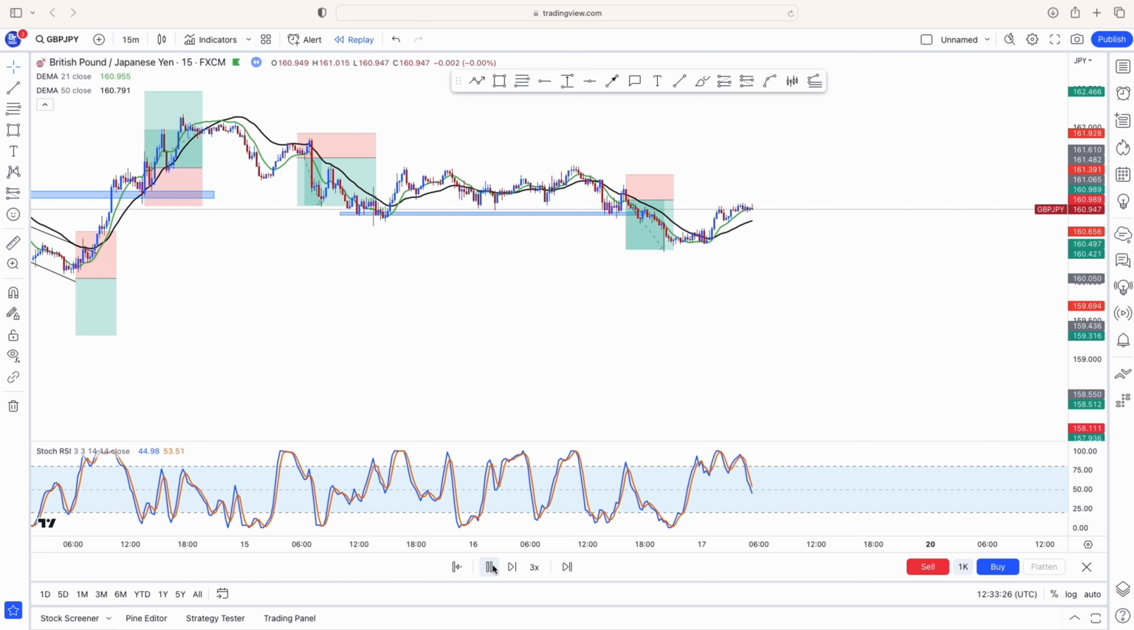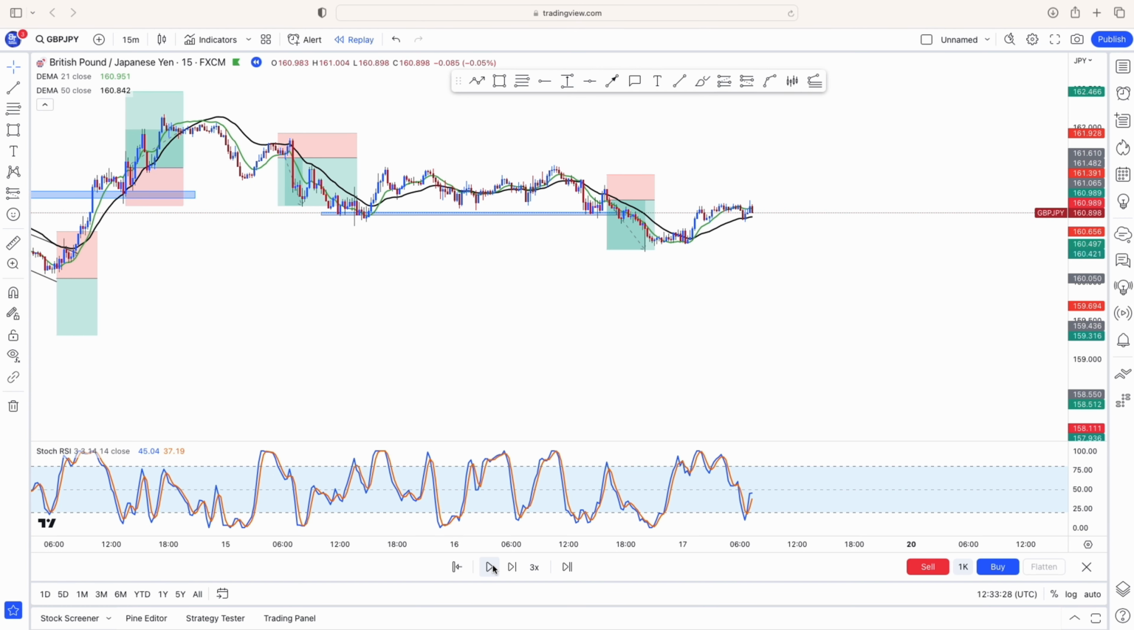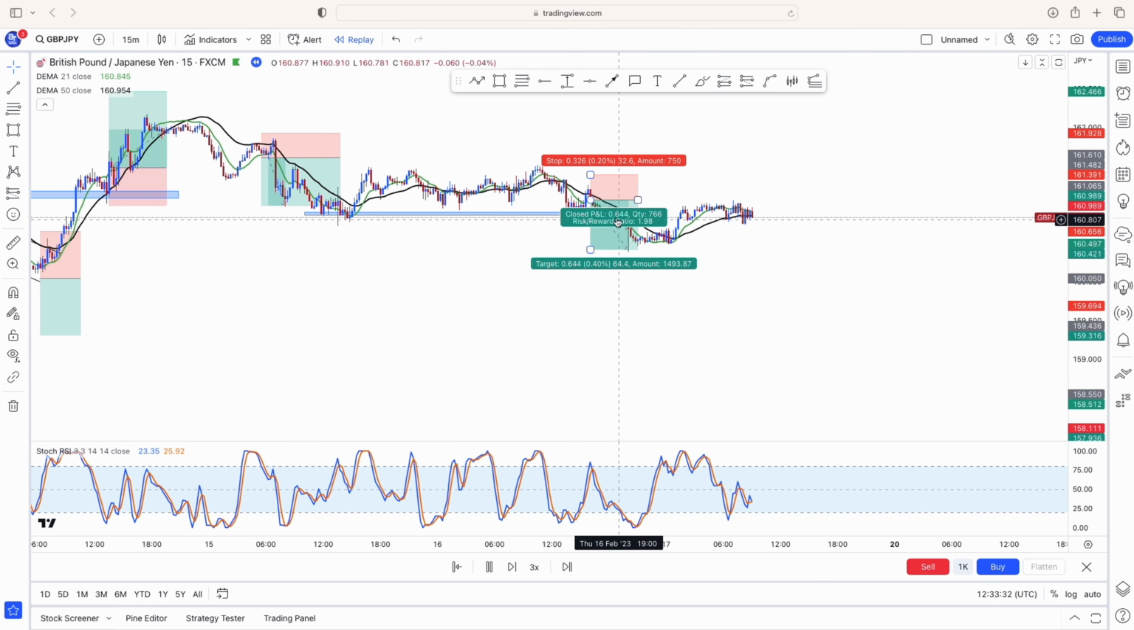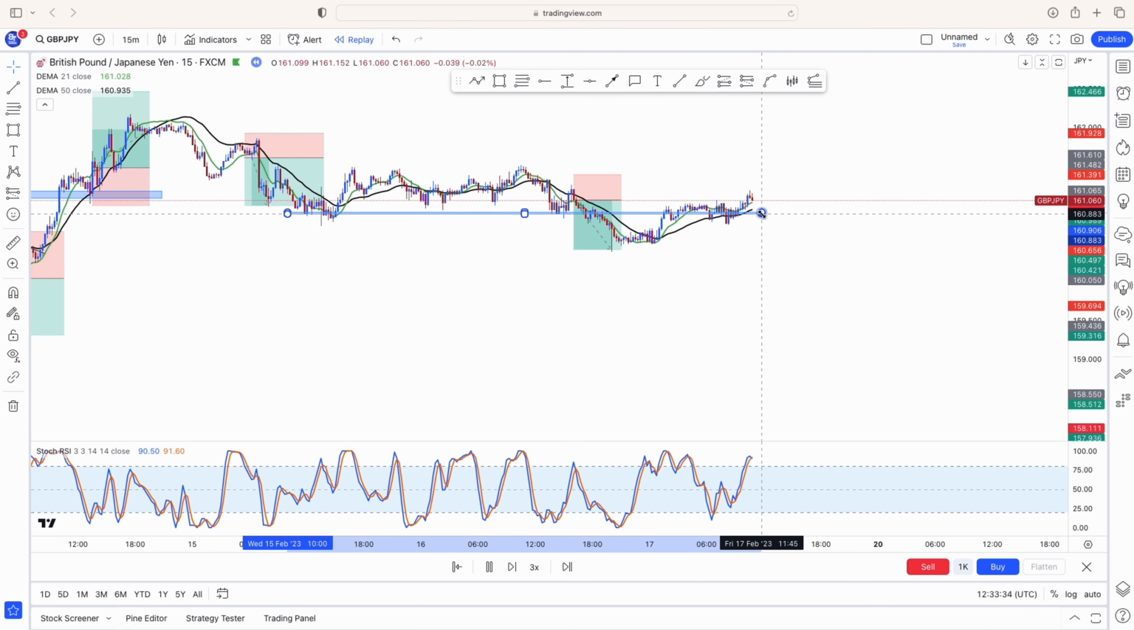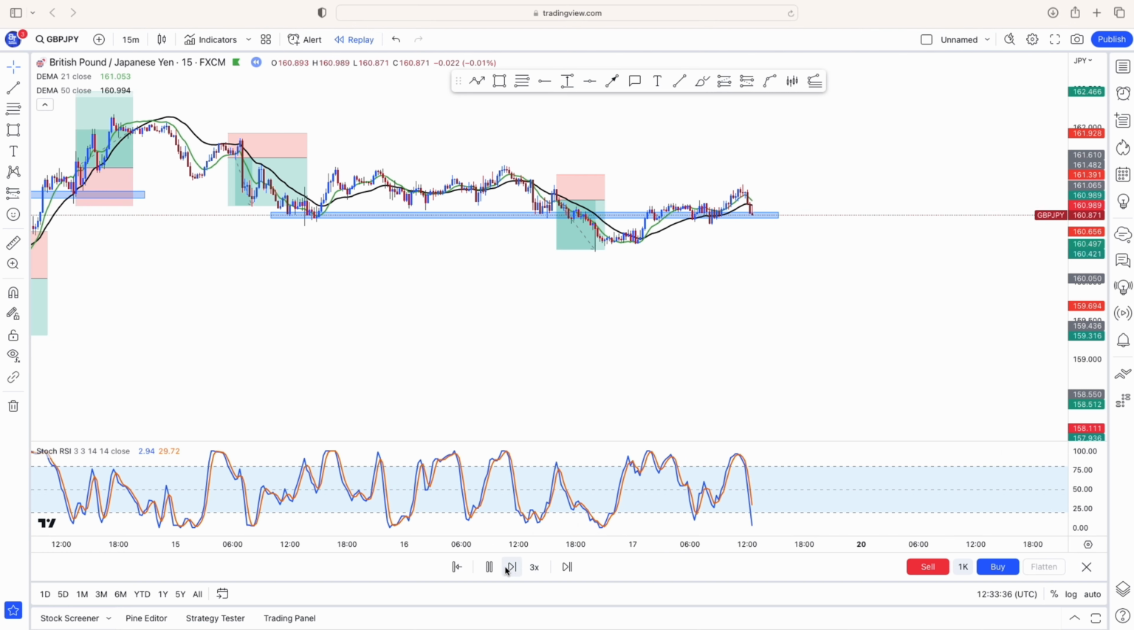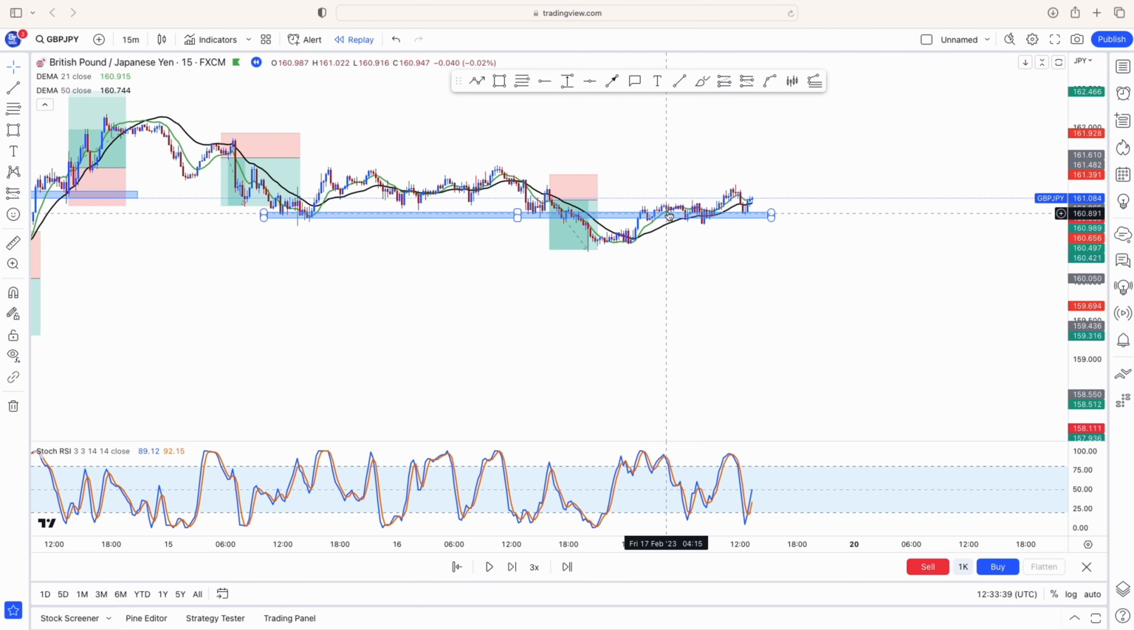So let's see now it's there. And another thing, you have to notice these levels. You can see it's playing around this level. So this might have been a fake out. This might have been a fake out. So we don't know. And the crossover here indicating a buy.